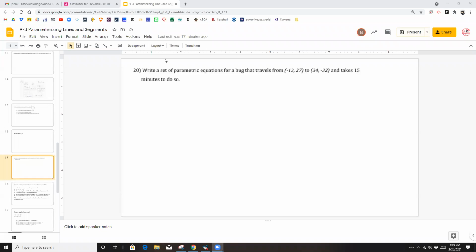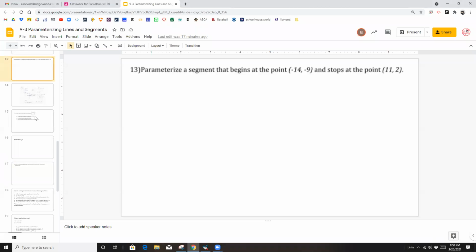All right, so we're going to finish up parameterizing lines and segments. We did that last class, but now we're going to write line segments that not just start and end at two specific points, but start and end at two points for a certain amount of time, and then build on that to have it go from one point at one point in time to another point at a different point in time.